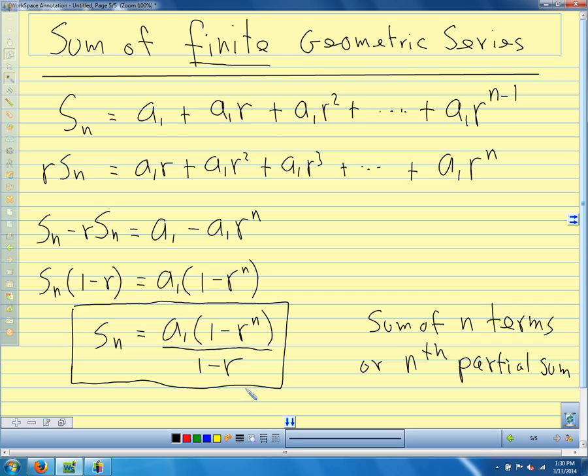So questions on our formula. I really like how this one, where all this stuff cancels out in the middle. That's kind of nice.